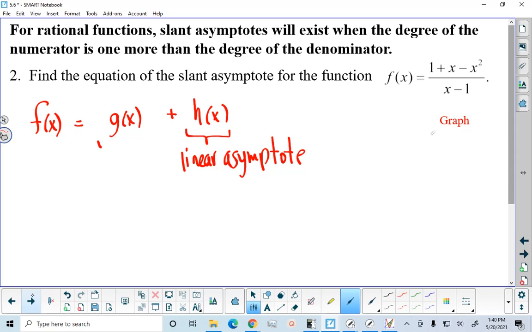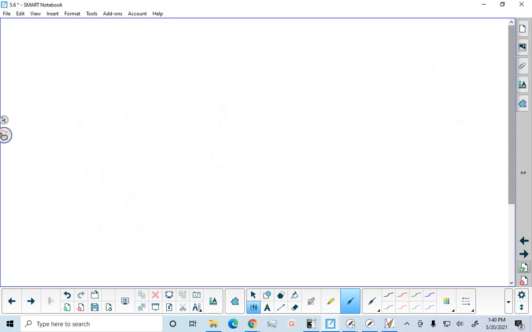So this is going to approach 0 as x approaches infinity. The other part, h of x, is not going to approach 0, but it's going to be a linear expression. How do we do this? Well, we're going to do division. We're going to divide 1 plus x minus x squared by x minus 1. And we can do that with synthetic division.